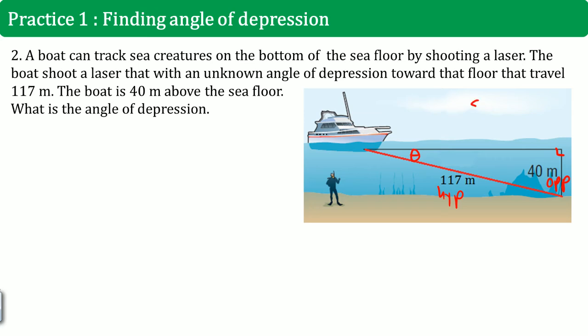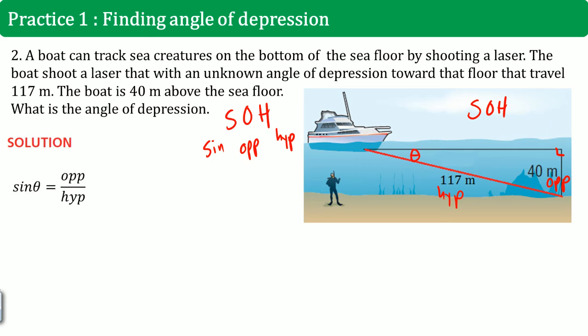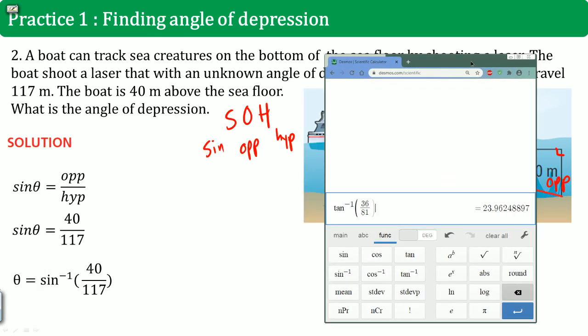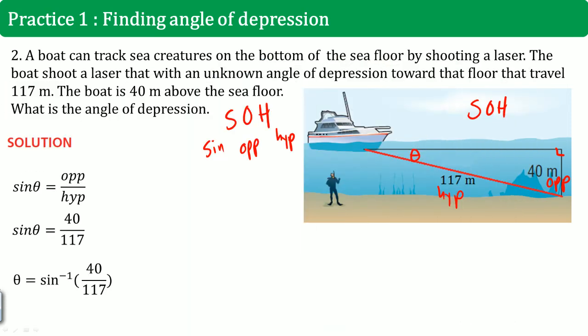That is going to be our SOH, which is your sine, O is your opposite, and H is your hypotenuse. So plug that in. Sine of theta is equal to opposite over hypotenuse. The opposite is 40. The hypotenuse is 117. I'm trying to get the angle, so I'm using the inverse. So it's the inverse sine 40 divided by 117. You get what? Let's grab Desmos. Sine inverse 40 divided by 117. I get 19.9. Roughly translates to 20 degrees.